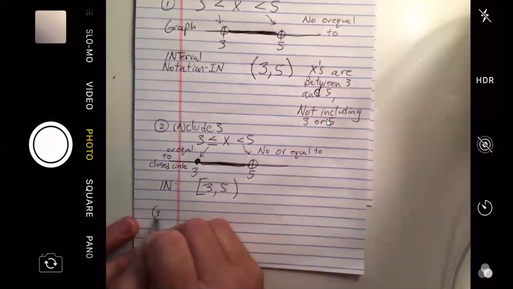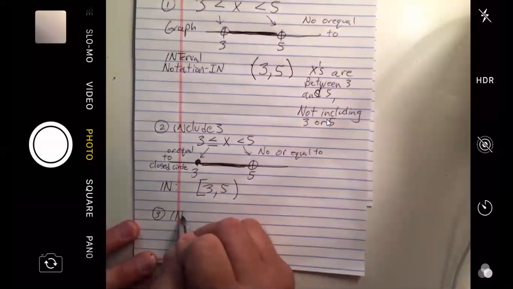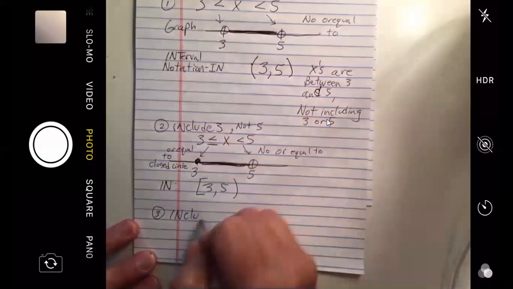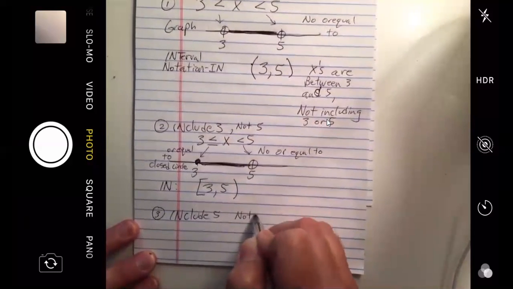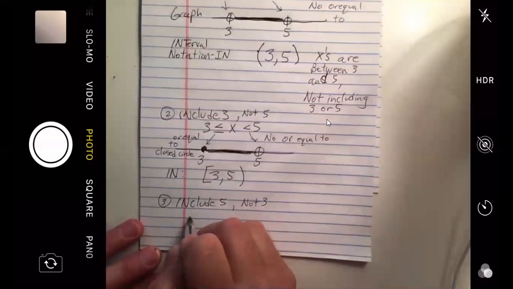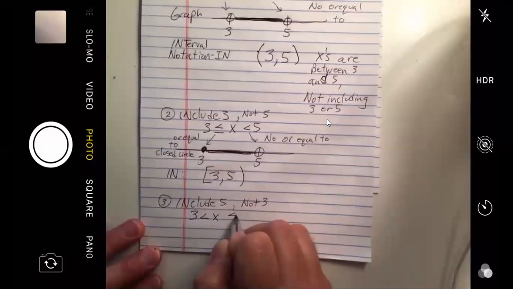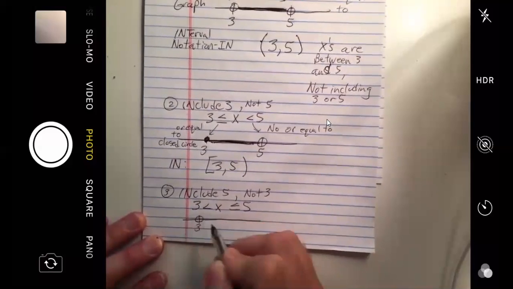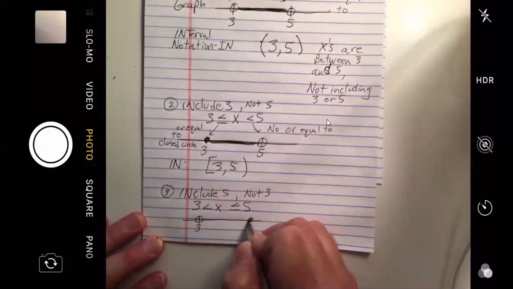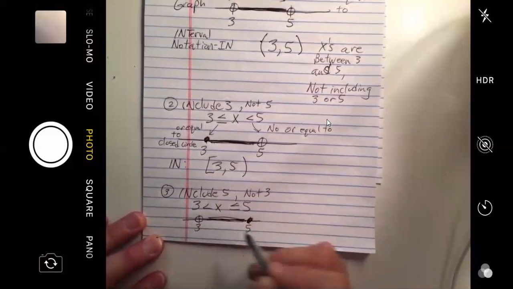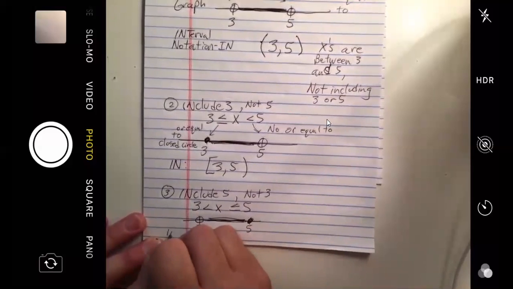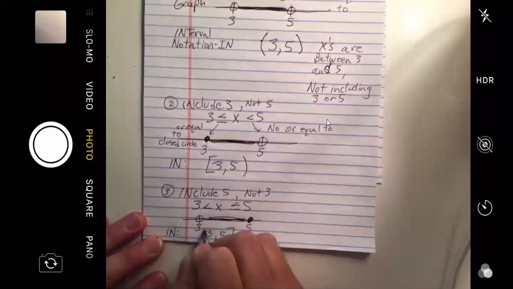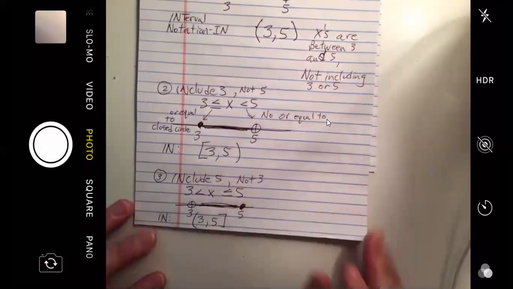Case 3 switches it up. This is include 3, not 5. This is include 5, not 3. That would be 3 less than x less than or equal to 5. 3 would have the open. 5 would have the closed. Still shading between them. The interval notation: 3 comma 5, but the bracket switches to 5. And 3 stays parentheses.